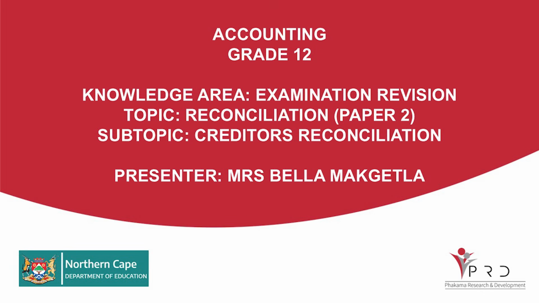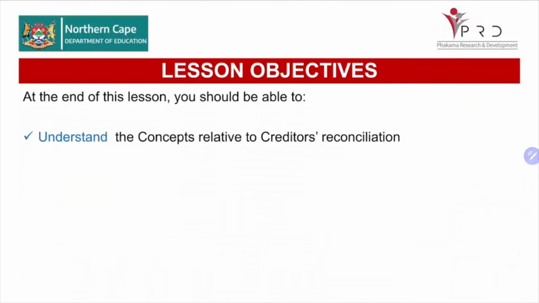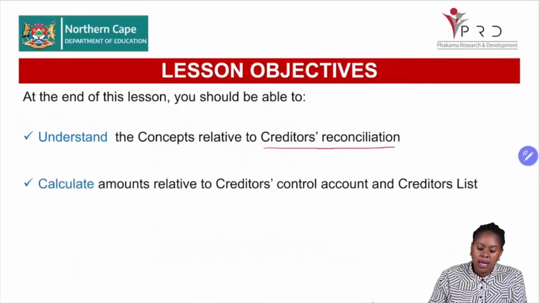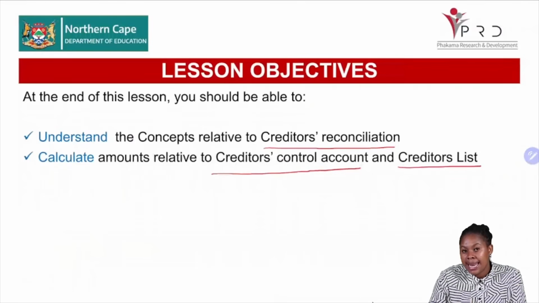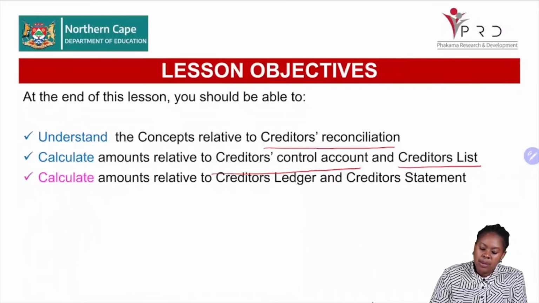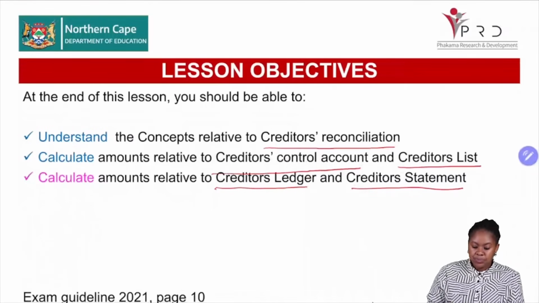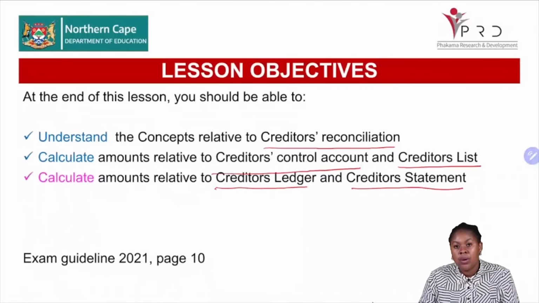All right. Now, at the end of this lesson, you must be able to do the following. You must be able to understand the concepts relative to our creditors reconciliation. And then you must be able to calculate the relative amounts to creditors control account and the creditors list. Then you must be able to calculate the relative amount to the creditors ledger and the creditors statement. So this is from your exam guideline of 2021 on page 10.